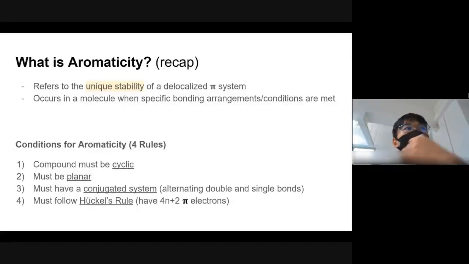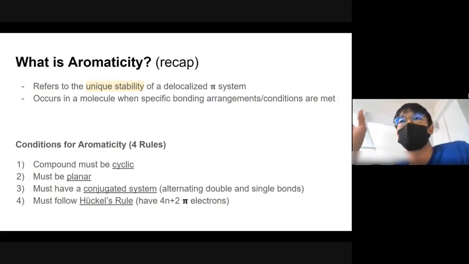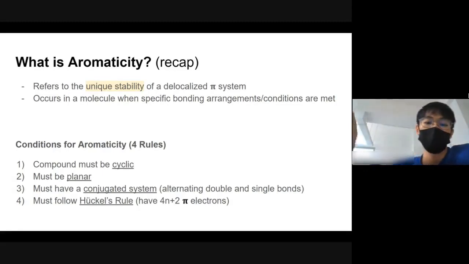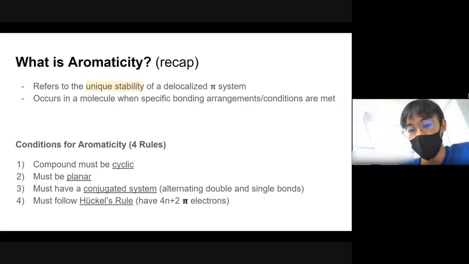So I understand that we haven't really covered the concept in H2. So for the benefit of those that don't really know what it is, aromaticity is basically a feature of a compound. It refers to the unique stability of a delocalized pi system. There are many types of delocalized pi systems, like a conjugated diene, for example. But aromaticity will be different from your average double bonds being conjugated, in that if you are able to meet a specific kind of condition, it will actually give it extra stability.